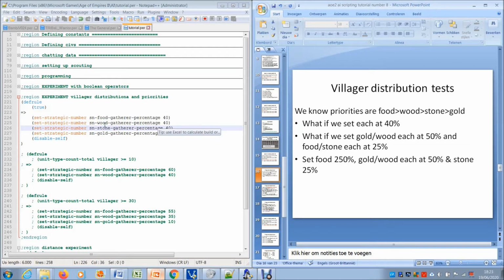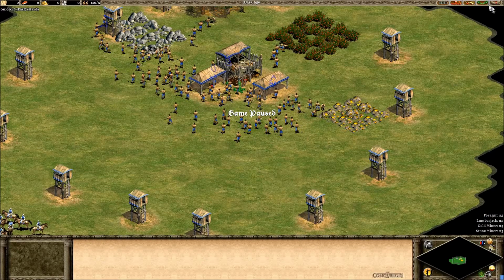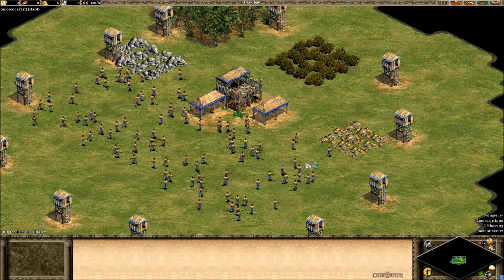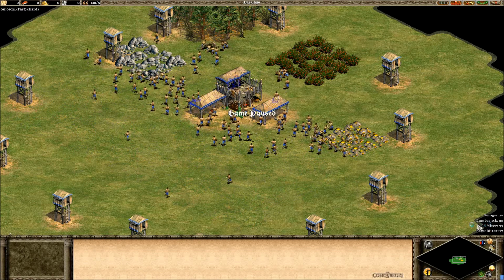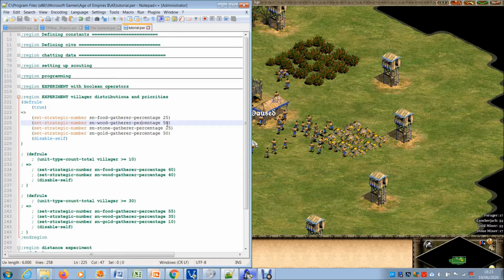What if, for instance, we set gold and wood at 50, stone and food each at 25? The total is 150. Anybody guess what the distribution will be? 17, 33, 33, 17. So basically we can say that because wood is double than food, the number of villagers on wood is double that of food. That means it counts all these figures together and divides by the total to get the percentage.